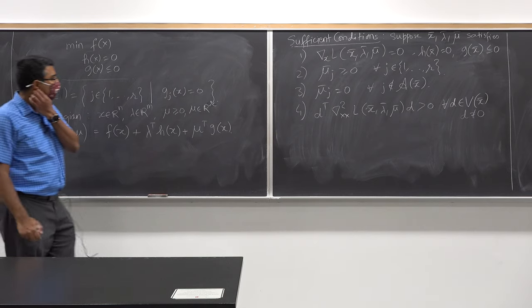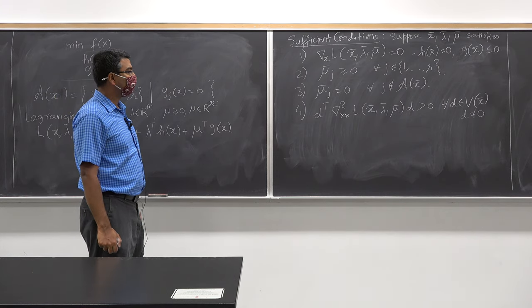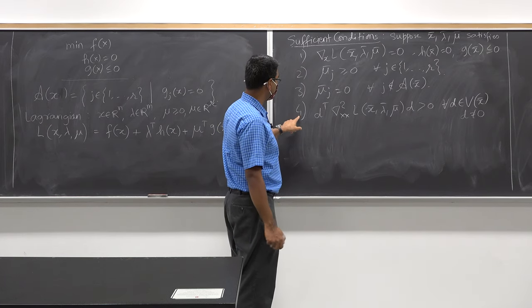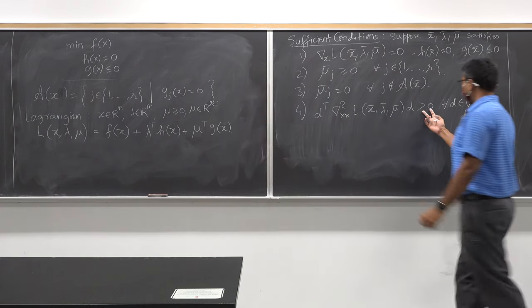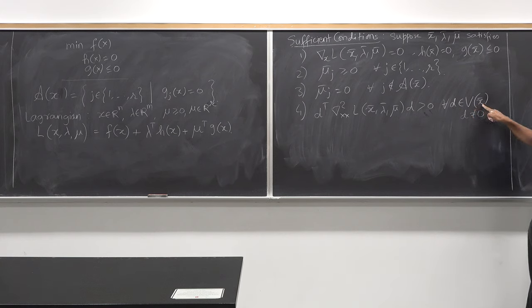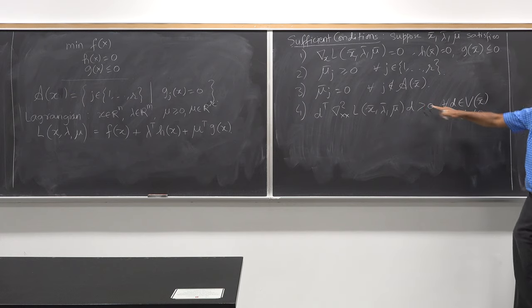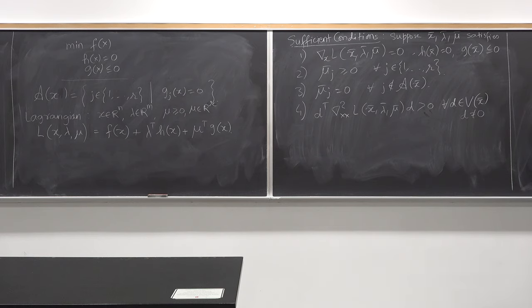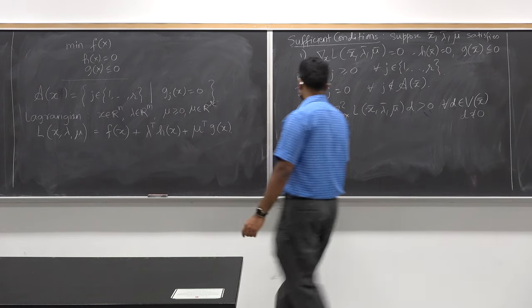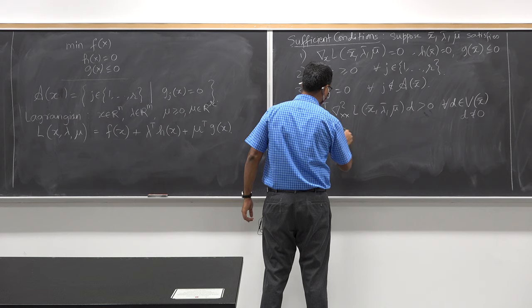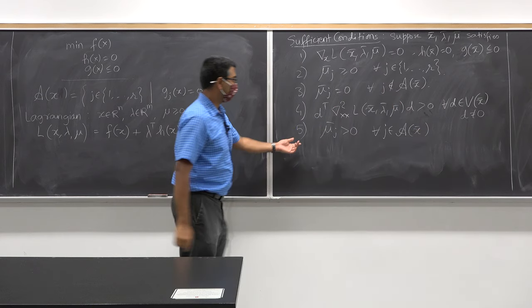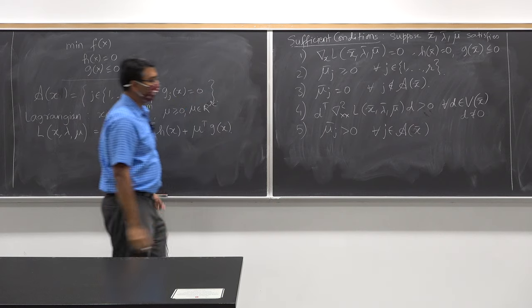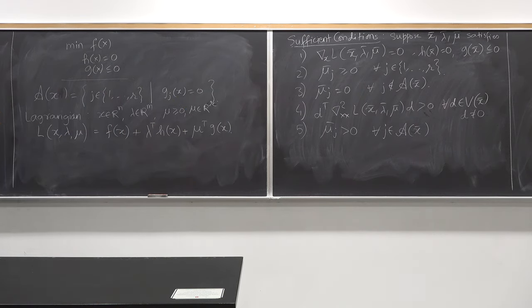If you go back to the KKT theorem, you will realize that these four conditions were there, except that in the fourth condition, I've added a small change. So d transpose times the second derivative of the Lagrangian times d is strictly greater than 0 for all d that is a first order feasible variation at x bar, but d is not equal to 0. In the KKT theorem, this was greater than or equal to 0. So there is a slight change here, and there is a major change here which says that mu bar_j is greater than 0 for all j in A(x bar). This was not there in the KKT theorem, but it's there in this sufficient condition case.